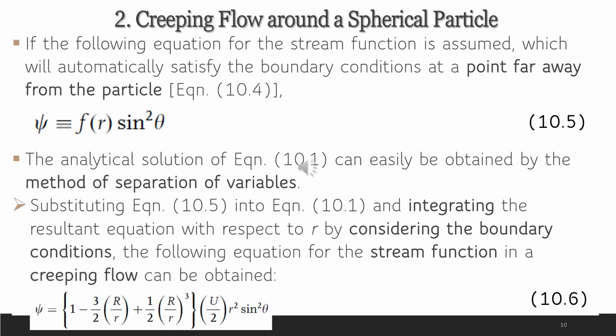If the following equation 10.5, the stream function, is assumed, it will automatically satisfy the boundary condition at a point far from the particle. So this is equation 10.5 when the streamline is very far from the spherical droplet. The analytical solution of 10.1 can easily be obtained by the method of separation of variables. So for creeping flow, we can use 10.6, the streamline equivalent to this simplified function. Using this one, we can actually solve it with simple mathematics, compared to 10.1.